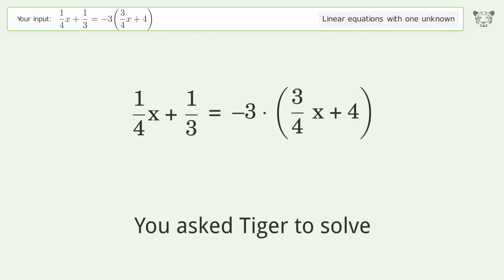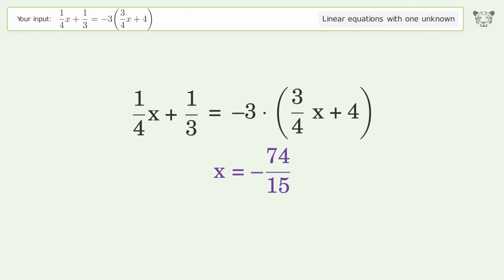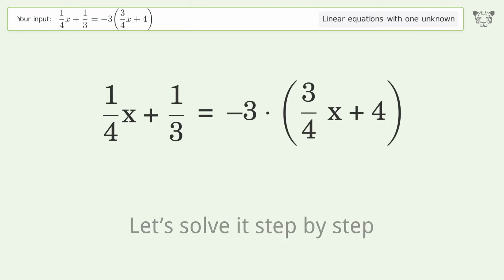You ask Tiger to solve. This deals with linear equations with one unknown. The final result is x equals -74/15. Let's solve it step by step.